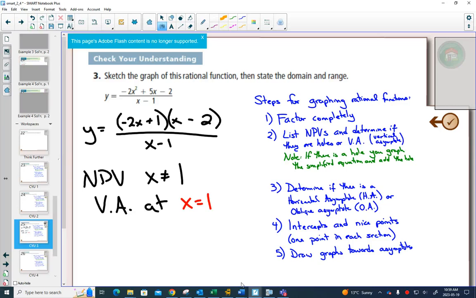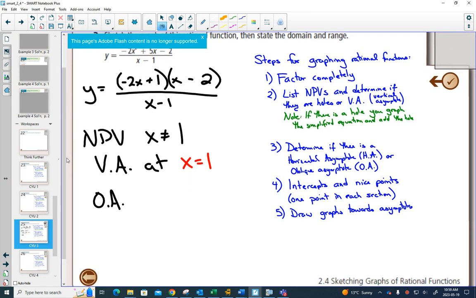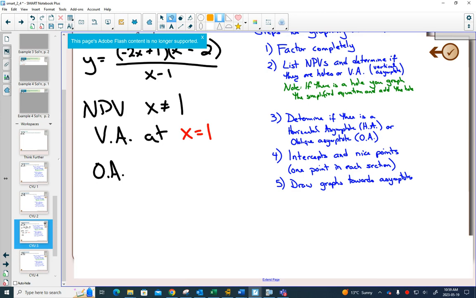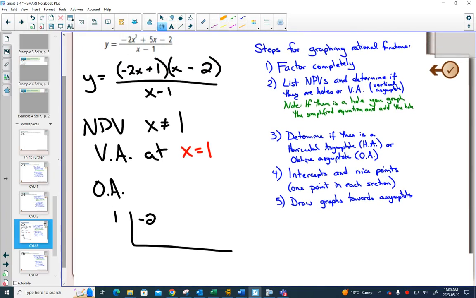And because the degree is bigger in your numerator and nothing simplified, this is a situation where we're going to have an oblique asymptote. You find your oblique asymptote with either synthetic division or long division. In this situation, you can use synthetic division. We're dividing by x minus 1, so we put a positive 1 out there. Your coefficients are negative 2, positive 5, and negative 2. Bring down the negative 2, multiply, add, multiply, add. And your oblique asymptote is negative 2x plus 3.